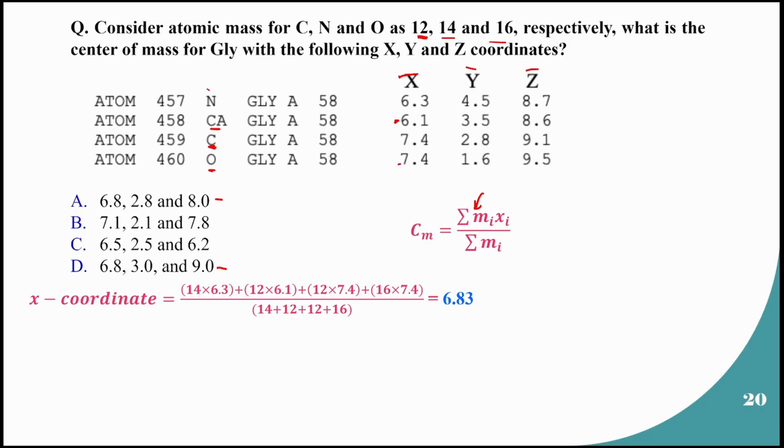So you have to take into account all of the x coordinates that are given here. For each particular atom, you have to multiply their atomic mass with the x coordinate. You have to sum all of them together, divide that by the total atomic mass of the residues that you are considering, and then you can get the answer. Okay. For the x coordinate, it is 6.83.